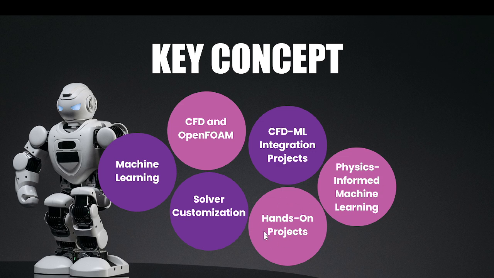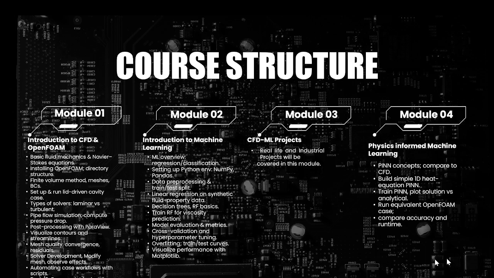So for hands-on projects, we are going to have more than 60-70% that we are going to work on. And we will also see how we can do solver customization. Of course for CFD and machine learning, we will start with the introduction, then go to the advanced projects, and after that we will go to physics informed machine learning. So these are the key concepts that we are going to cover in this workshop, which is going to be approximately 2 months. And these are the modules that you can see.